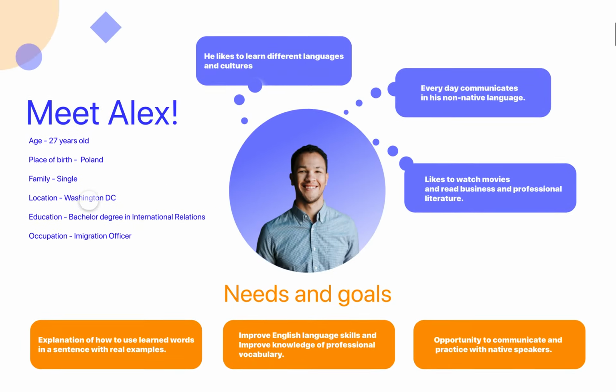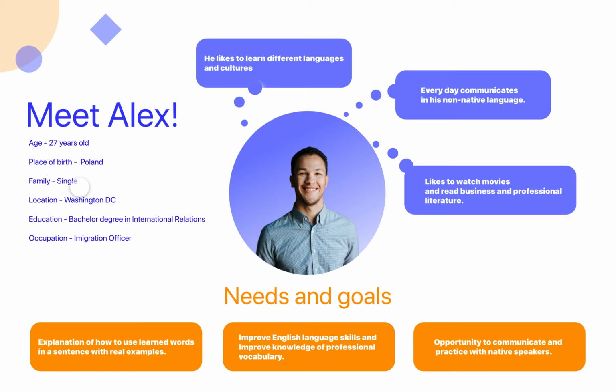This is Alex. He's 27 years old. He's from Poland. He's single and living in Washington, D.C. He has a bachelor's degree in international relations, and he's working as an immigration officer. He likes to learn different languages and cultures. Every day he communicates in his non-native language. He likes to watch movies and read business and professional literature.